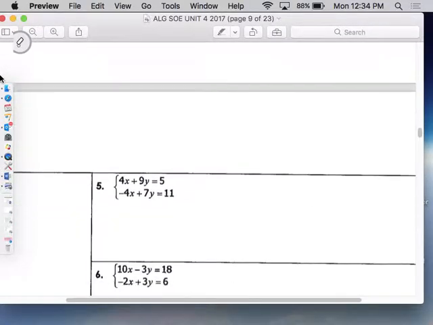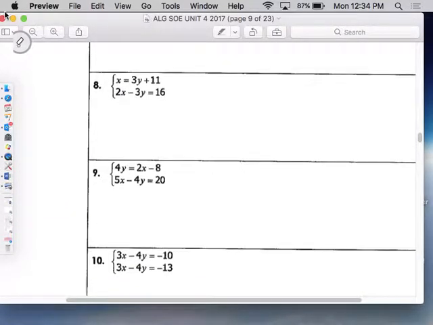Let's move on to number 8. And in number 8, I've chosen this problem because they're not lined up on the first step. Even though I have the additive inverses, I can see that the equal signs are not lined up. And I can't solve the system until everything is lined up. So what I'm going to do is take the first equation and subtract 3y, and then I'll take the second equation and rearrange it so that x and y are lined up.